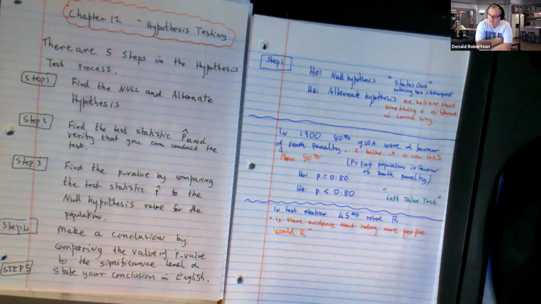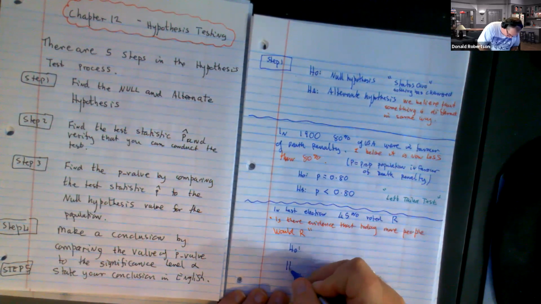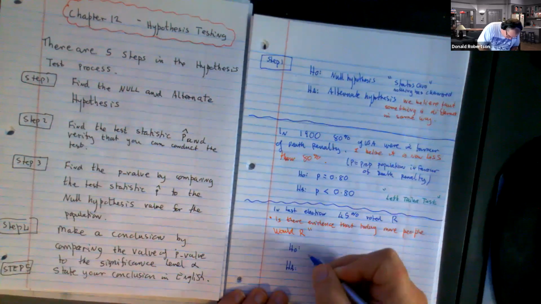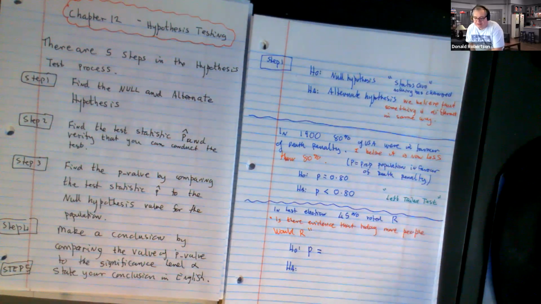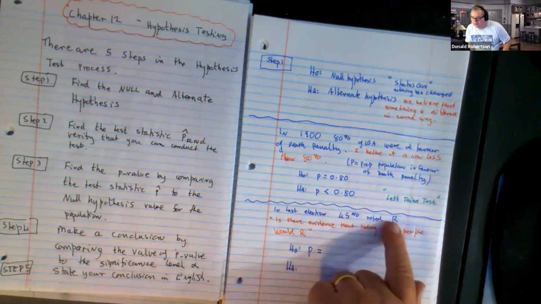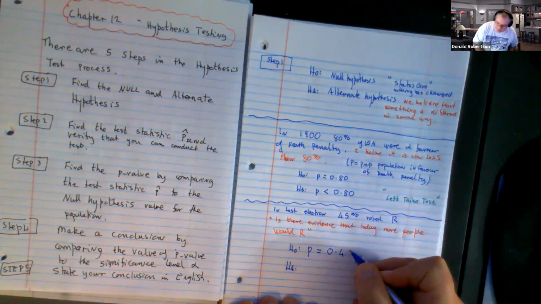Whatever it was, 2 years ago, 45% voted Republican. Is there evidence that today more people would vote Republican? So we have a null hypothesis and an alternate. The null is always going to be P equals, regardless of what this textbook tells you. It's always P equals. What number will it be equal to based on what's written here? Agreed. Are we all happy about where the 0.45 comes from?